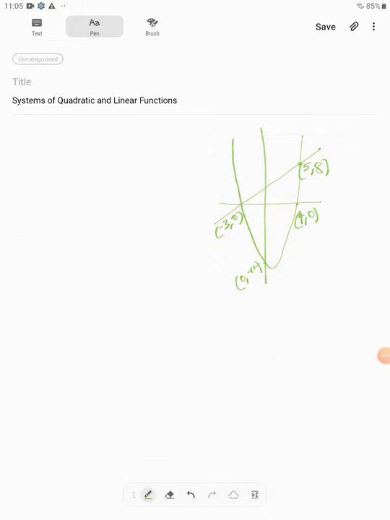Hello, students. Now we'll actually start a new unit, Systems of Quadratic and Linear Functions. This is the fourth level that you have to learn today. This gives you a good introduction for the process. It's really simple. Okay, so first in that fourth level, you have this graph that is presented to you.